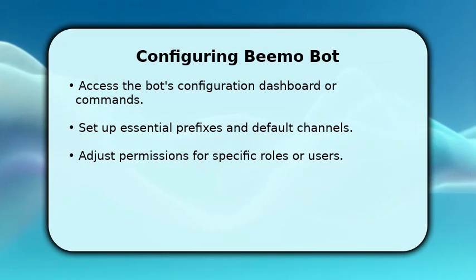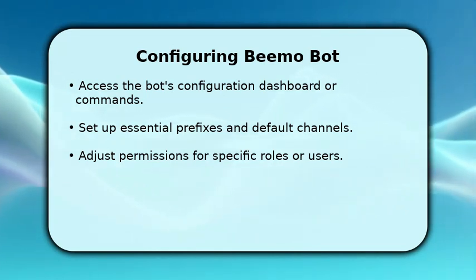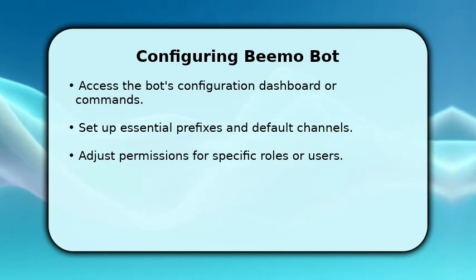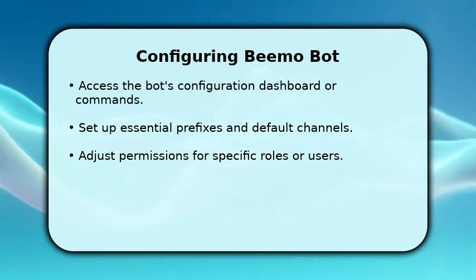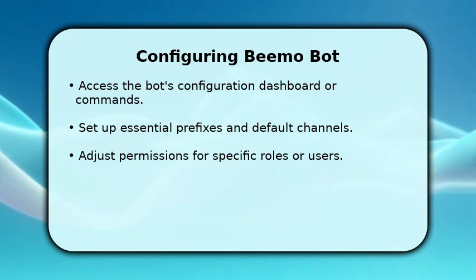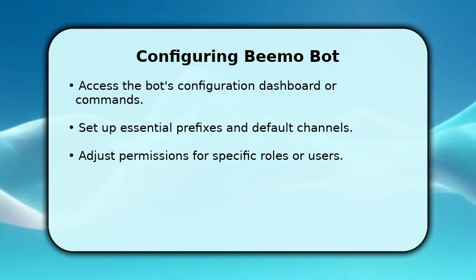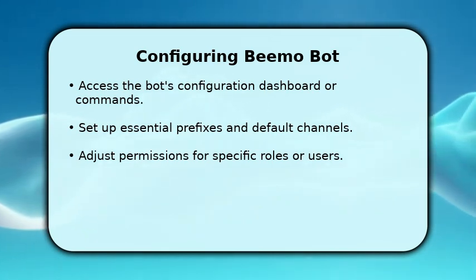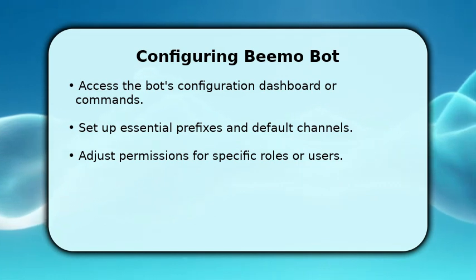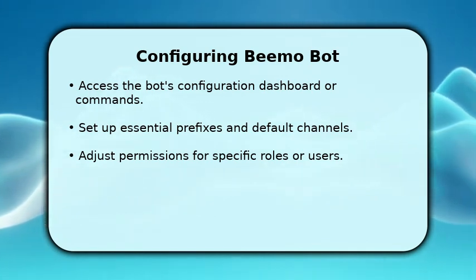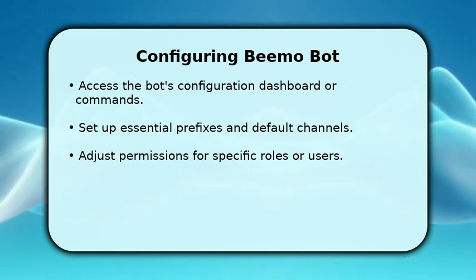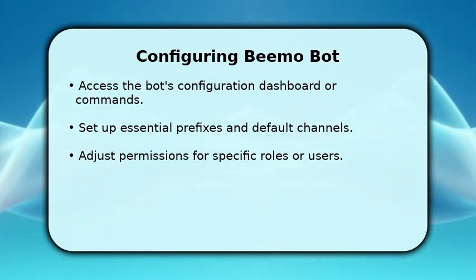Once Beemo Bot is on your server, access its configuration dashboard or use its designated setup commands. Here, you can define a command prefix like an exclamation mark and specify default channels for announcements or logs. It's important to review and adjust the bot's permissions for different roles within your server, ensuring it has exactly what it needs to function without overreaching.